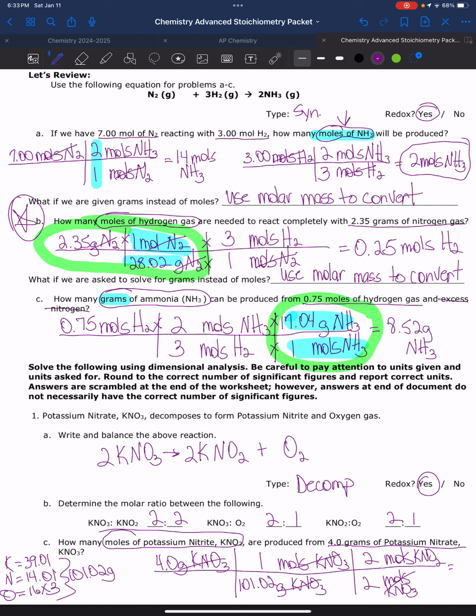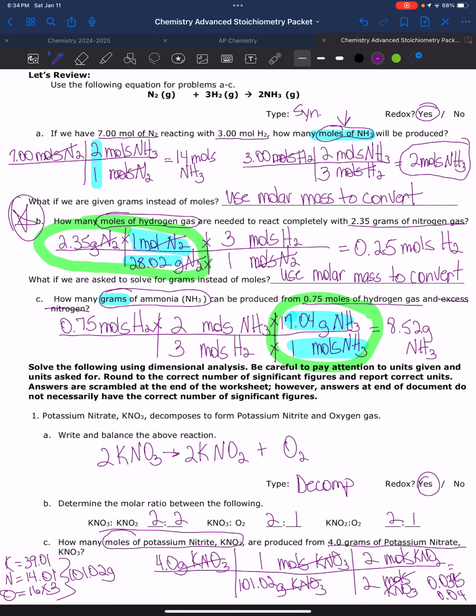So 4 times 2 divided by 101.02 times 2 gives us 0.0395, so I would probably round it to 0.04 moles of KNO2.